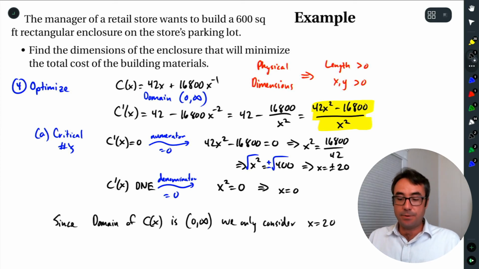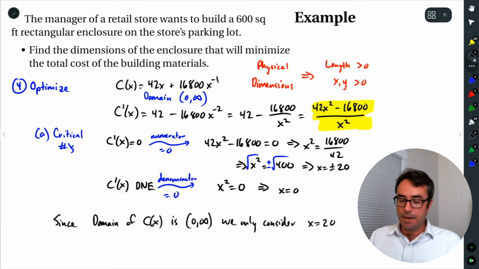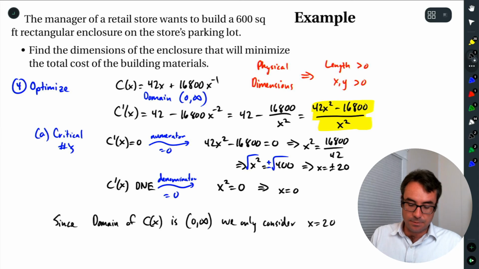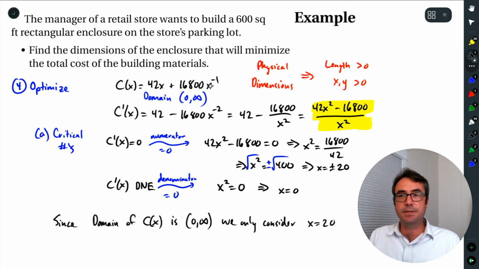So now we found our critical number. x equals 20 is in the domain. We don't have any division by 0 at x equals 20. Actually, if we go back, x equals 0 is undefined, so that's not in the domain anyways. But at 20, perfectly fine. 20 we can plug into this all we want. So we found only one critical number.